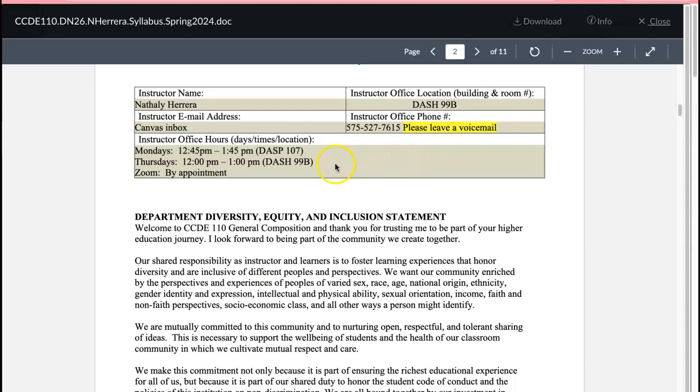We also have information about my office hours and my office phone number. Of course, if these times don't work for you, you can always email me and we can communicate through Zoom, or we can set up a different time to meet in person.